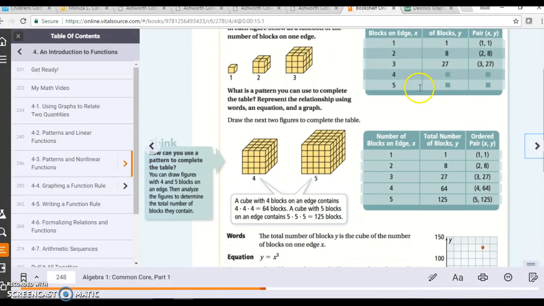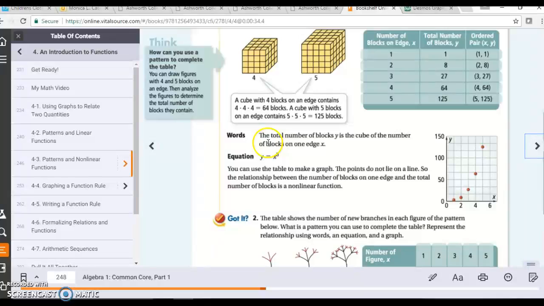So let's take a look at what they have. It says if we draw it, we'll see that we have 4 times 4 times 4. And if we draw the next one out here, we'll see we have 5 times 5 times 5. Well, when we look at it like this, it makes it kind of easy for us, right? We see that we have our number cubed. So that would be x cubed. So this is 1 cube, 2 cube, 3 cube, 4 cube, and 5 cube. So the equation will be y equals x cubed. And as you see when we draw it out, this will be nonlinear.